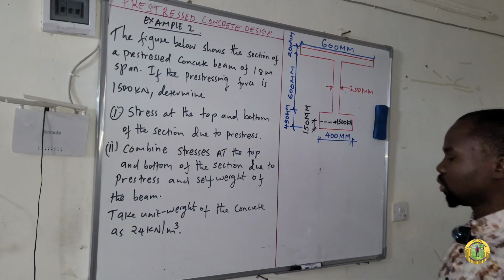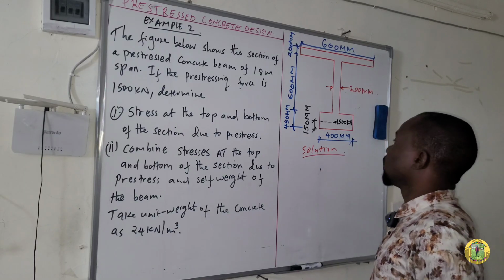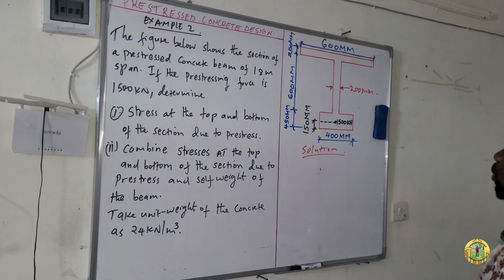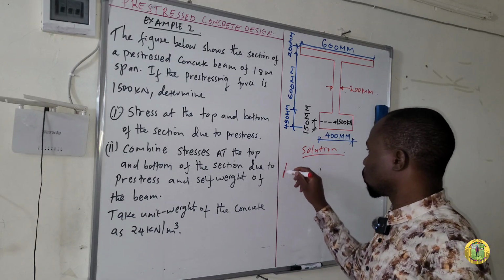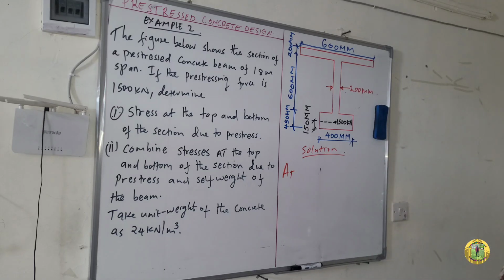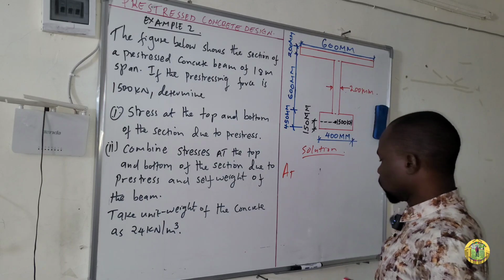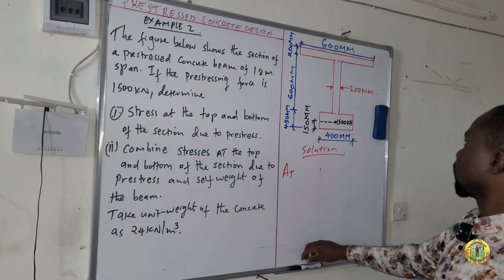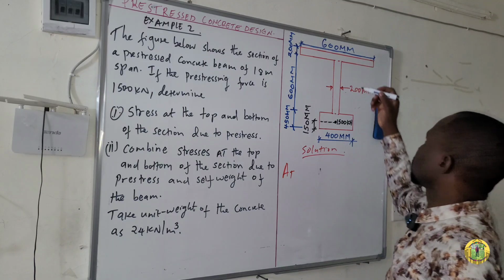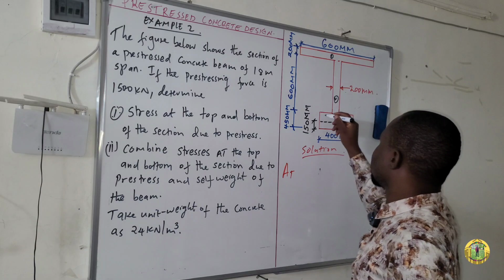So let's see how we can tackle such a question. For you to tackle this question, you first determine the properties of this section. And how do you determine the properties of this section? The first property is the area. So you will get the total area of this section. For you to get the total area, you will divide this section into three figures: figure 1, figure 2, and figure 3.